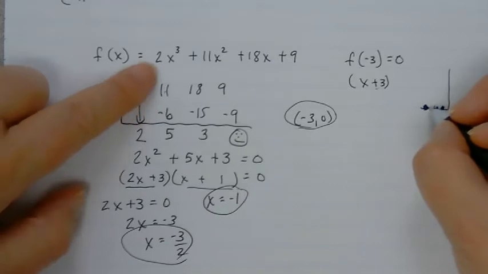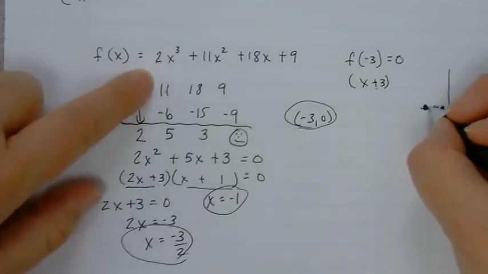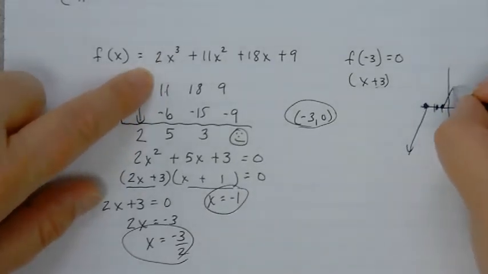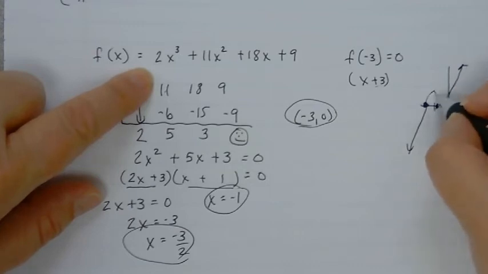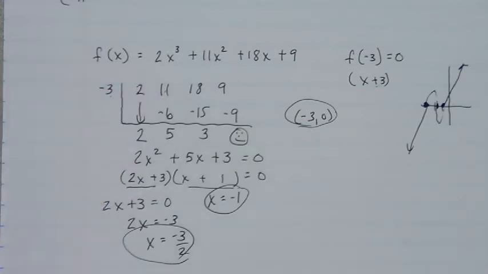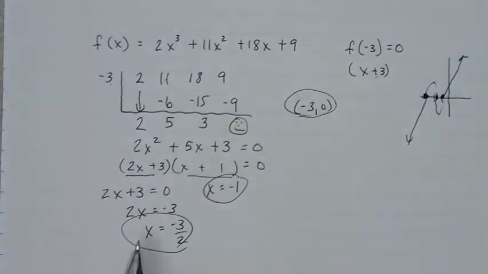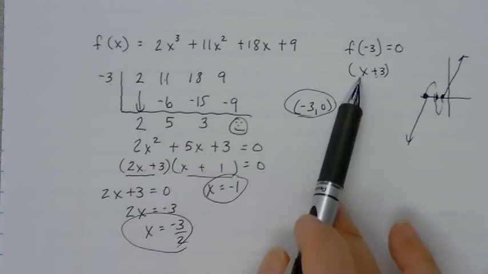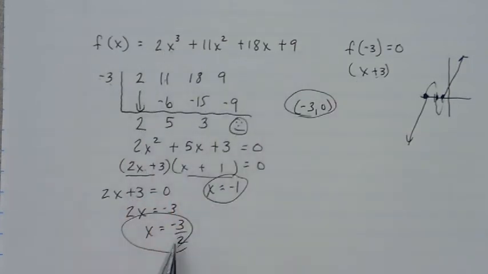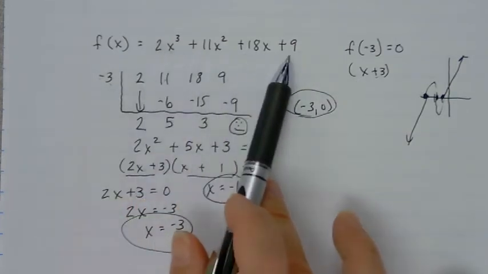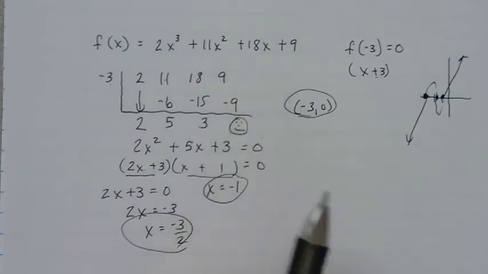I know that this is positive, and that's odd, so this end should go down like that, this end should go up like this, and then this is probably going to do something kind of interesting in between like that. So that goes through all those places. So I found the 3 factors of this, and I found the 3 zeros of this polynomial. Let's do another problem.